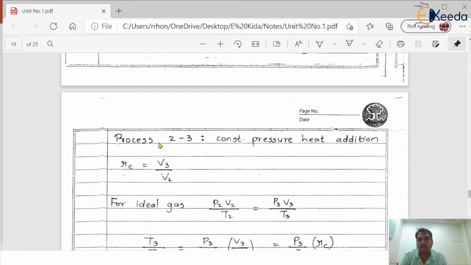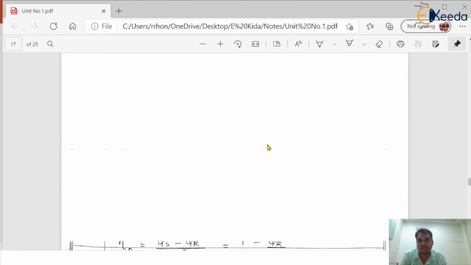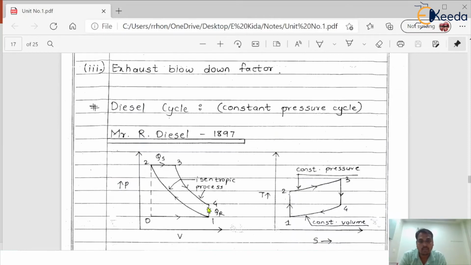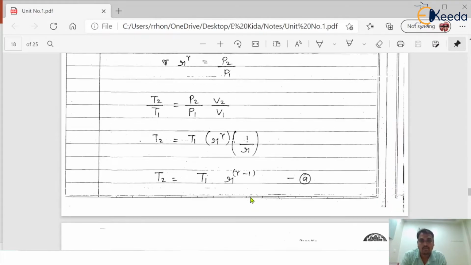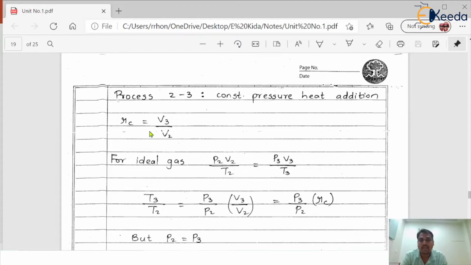Similarly, process 2 to 3 is the constant pressure heat addition, the second process. Again moving to the diagram, we just did 1 to 2; now 2 to 3 is the heat addition process. Now write down the equations for that one also. We already considered r suffix c is equal to V3 by V2, that is the cutoff ratio.